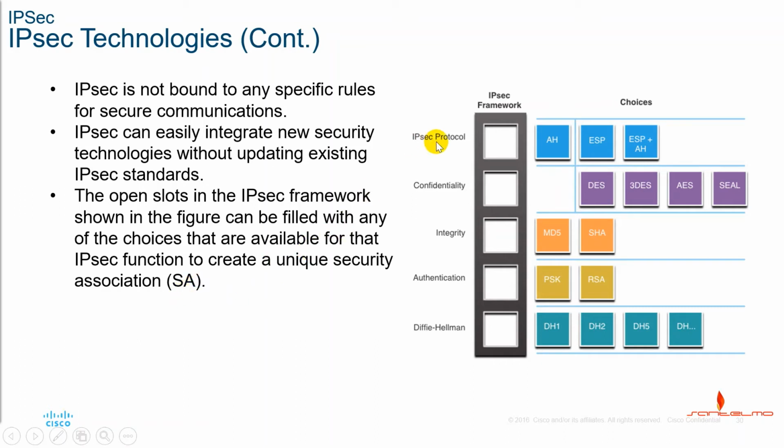Now let's talk about the IPsec protocol first. The choices for the IPsec protocol include Authentication Header, or AH, or Encapsulating Security Payload, ESP. AH authenticates the layer 3 packet, ESP encrypts the layer 3 packet. We could also have a combination of the two. However, combining AH and ESP is rarely used, as this combination will not successfully traverse a network address translation, or NAT, device.